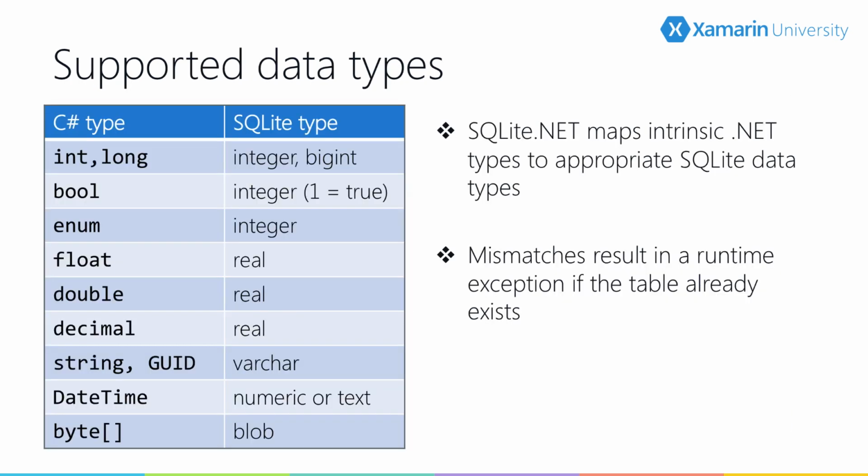If our model objects are transferred over to the database, somehow data types have to be mapped. There are no real surprises in here. Integers and long values map to integer and big int. Floats, doubles, and decimals all map to real. The only thing that is maybe not immediately obvious is that a Boolean value is mapped to an integer where 1 equals true, and byte arrays are mapped to a blob.